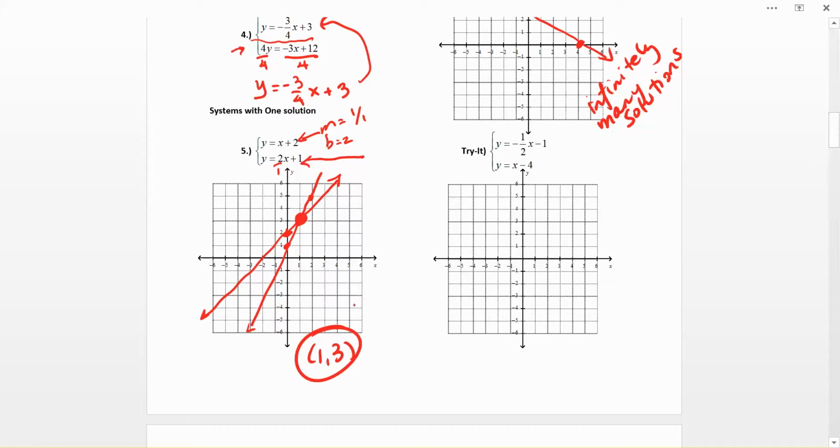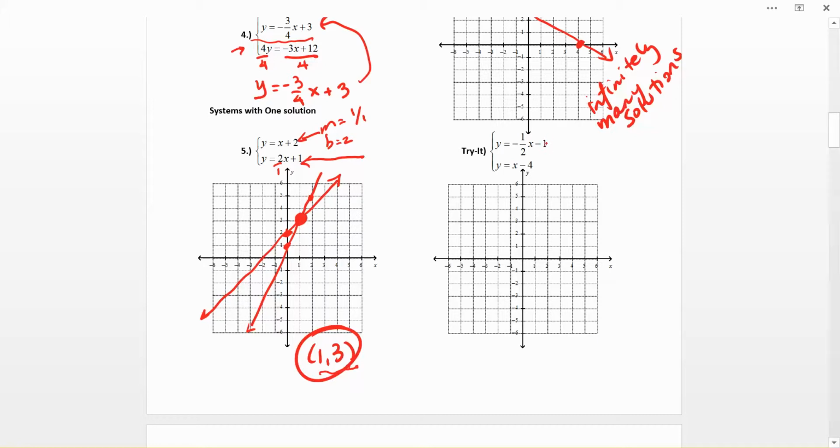The other thing that's really nice to note is that you can always check your solution. If you plotted everything correctly, this point will make both of these equations true. If I put 1 in for x, I get 1 + 2 is 3 for y, so that checks. In my next equation, if I put 1 in for x, I have 2 times 1 is 2, plus 1 is 3 for y, and it works for both equations. That's a great way, especially if your lines are a little wavy and you're not sure if you landed right on it or not. Stick it in, it should make both equations true. That's the whole point of what we're doing.